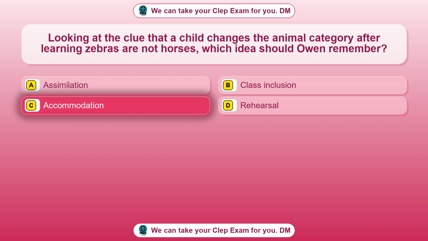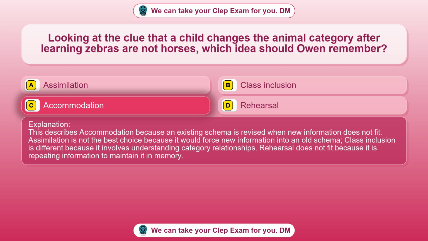Accommodation. This describes accommodation because an existing schema is revised when new information does not fit. Assimilation is not the best choice because it would force new information into an old schema. Class inclusion is different because it involves understanding category relationships. Rehearsal does not fit because it is repeating information to maintain it in memory.